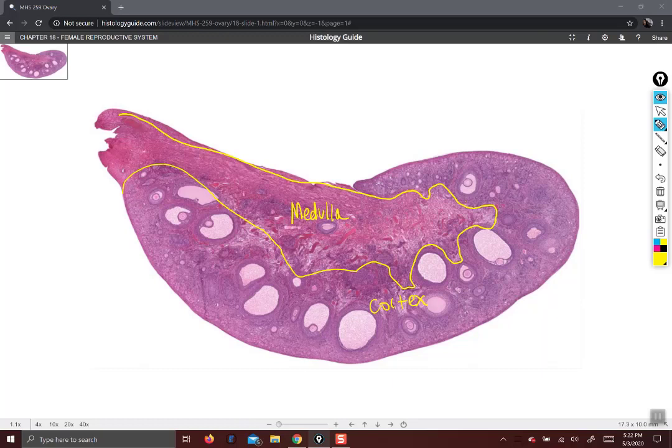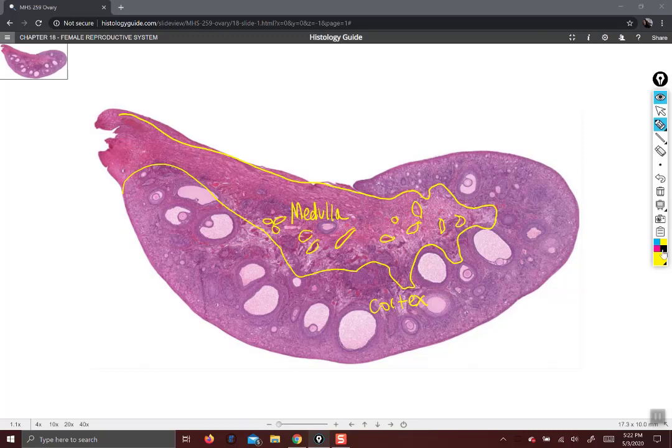So the medulla is primarily the site of blood supply for the ovary. So you can see all these little blood vessels in here that are going to nourish the developing follicles and whatnot and provide delivery systems for hormones out of the ovary. The cortex is really the primary site of follicular development.